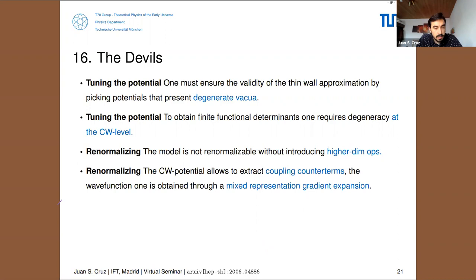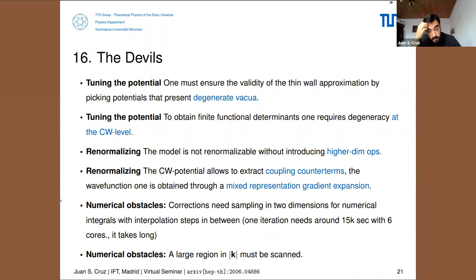And devil number three, and the most costly perhaps, was the numerical implementation of this. To obtain these Green's functions for the 2x2 block, some computational power is required, because you need to constantly, per iteration, find this two-point function completely. So you have some scanning happening in two dimensions, and then you have to iterate this solution a couple of times. So all in all, we were forced to use the department's cluster. Otherwise, this would have been impossible.